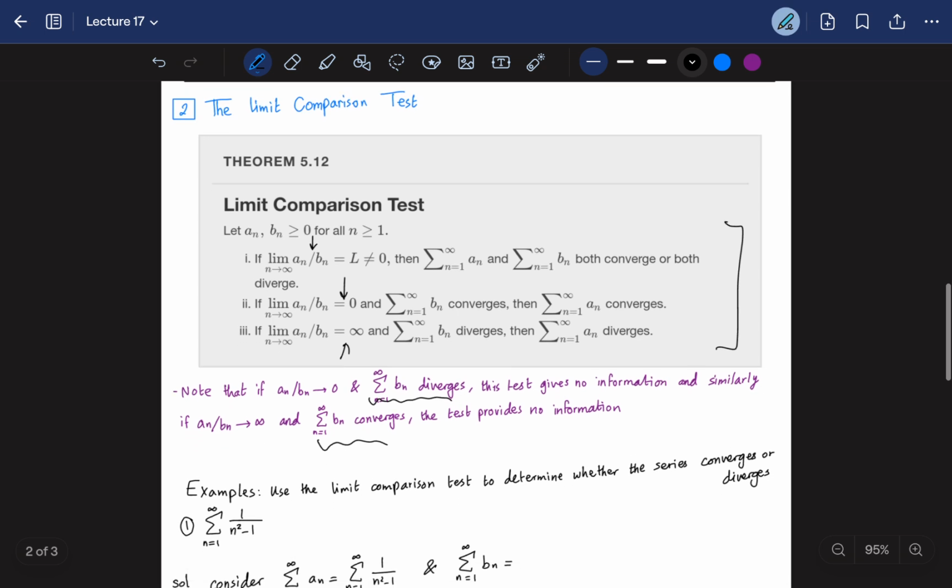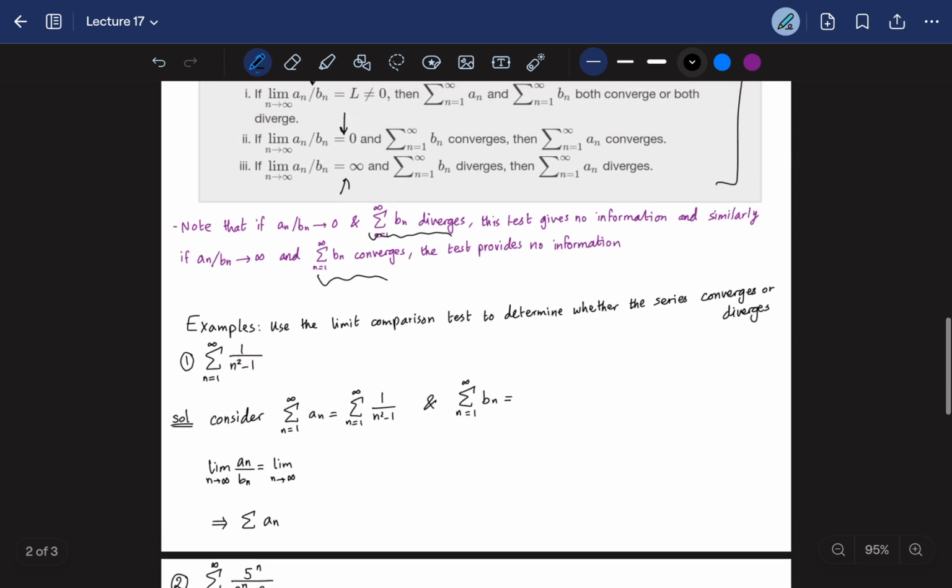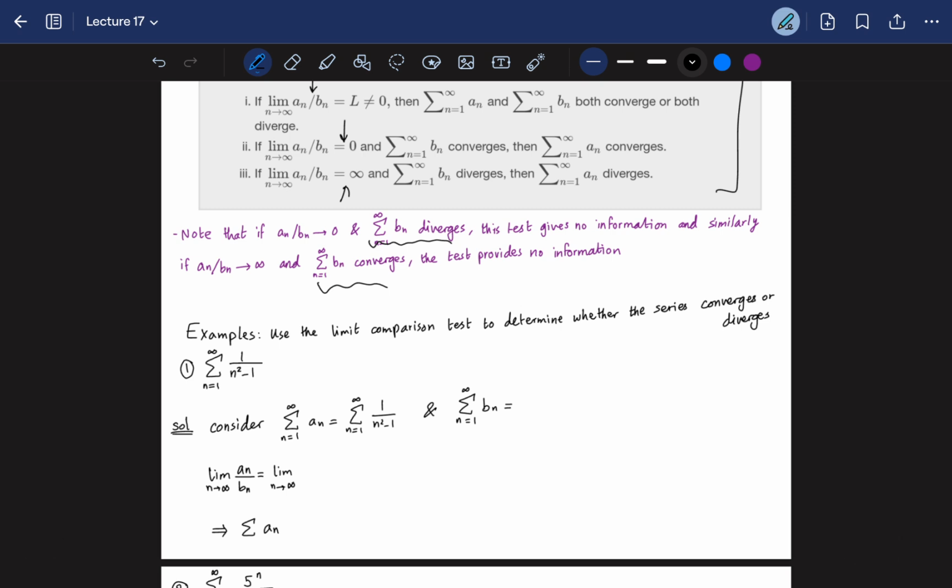So now let's use this test to determine whether this series converges or diverges. So here we want to be able to choose something that's going to help us find the limit, and at the same exact time being able to use the limit comparison test to find the value. So here, let's use something that we already know. Since I have 1 over n squared minus 1, let's use something that looks kind of similar to it, but we know something about. So I know that this series converges, so I'm going to use it.